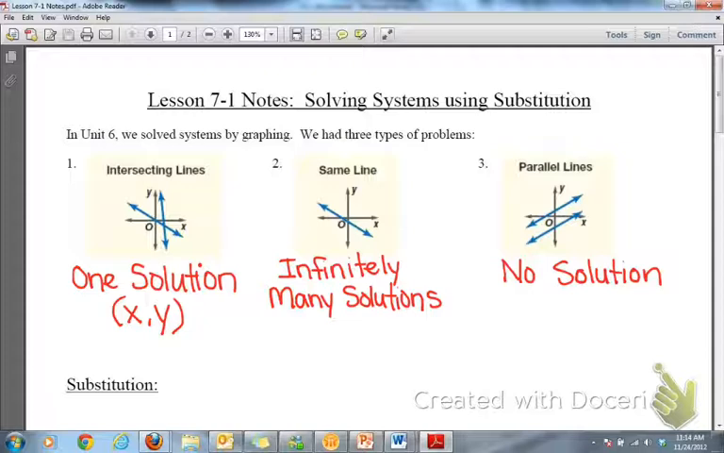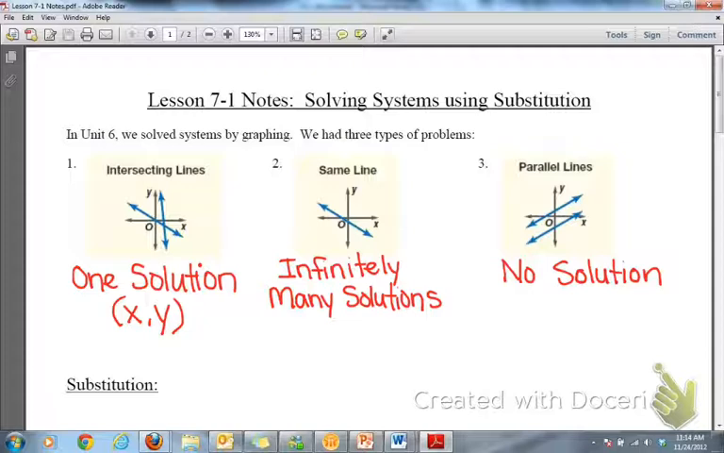So that was Unit 6, where we did a lot of graphing. And I know graphing is fun, you like it, but sometimes when we graph, it's difficult to tell exactly where the lines cross. Or even if they're going to cross or not. Maybe they cross, but it's way off of our graph. Maybe it's at a point like 100, 75. There's no way we would make a graph that big in order to make sure that those lines cross.